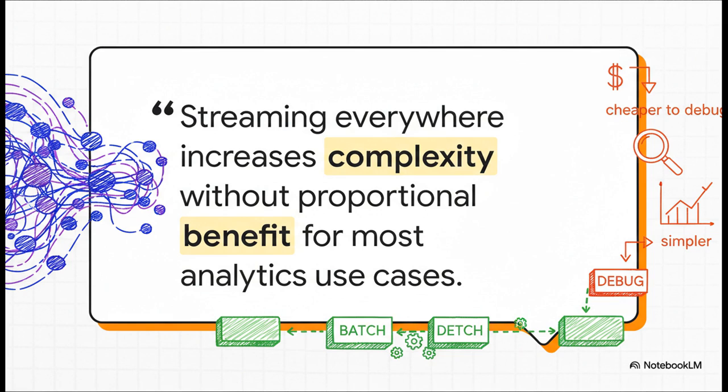An approach like micro-batching, where you process data in small regular chunks, gives you that near real-time feel without the massive operational complexity and cost of a true streaming system. For analytics, batch is still king because it's simpler, cheaper, and a heck of a lot easier to debug.